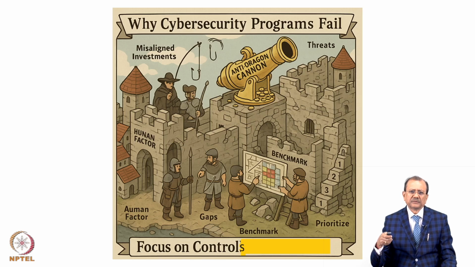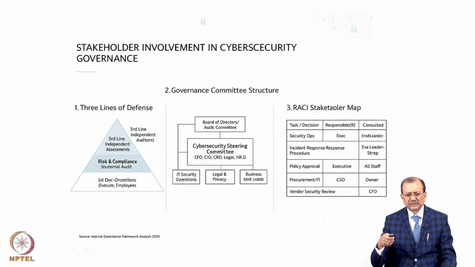Why do cyber security programs fail? There is no definite answer. The answer lies in what we have discussed: people, process, technology, the framework which we are using, that will decide the chances of success of our cyber security. So we have to be very, very technical. We have to be very, very organized and systematic in our organizations for the governance of cyber security from the outside threats.